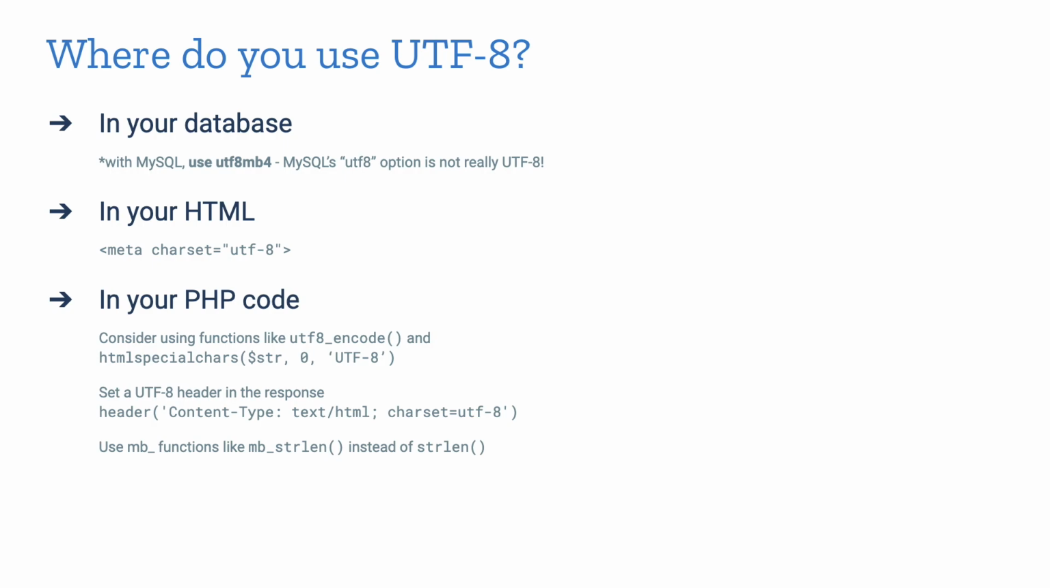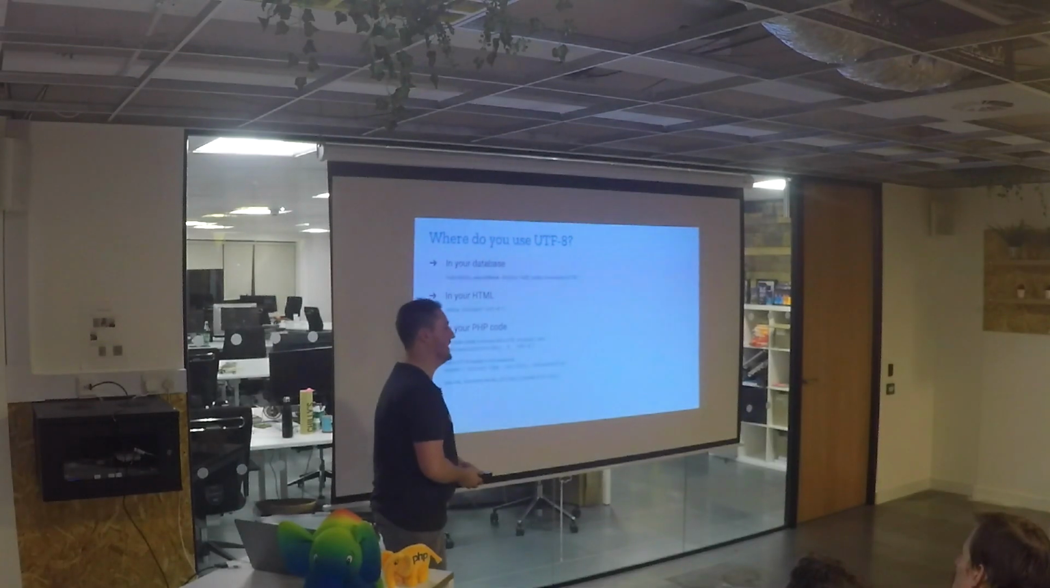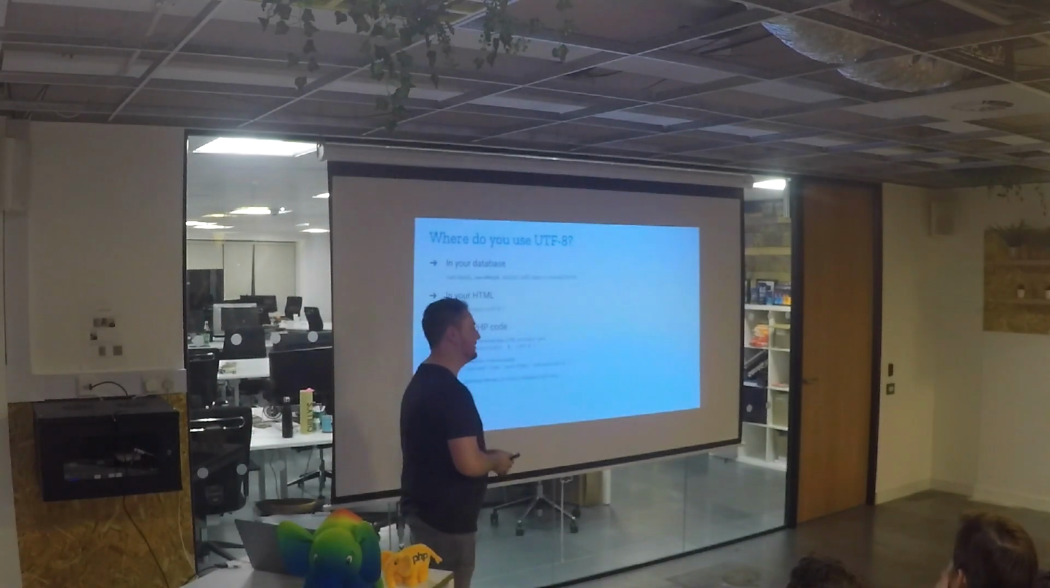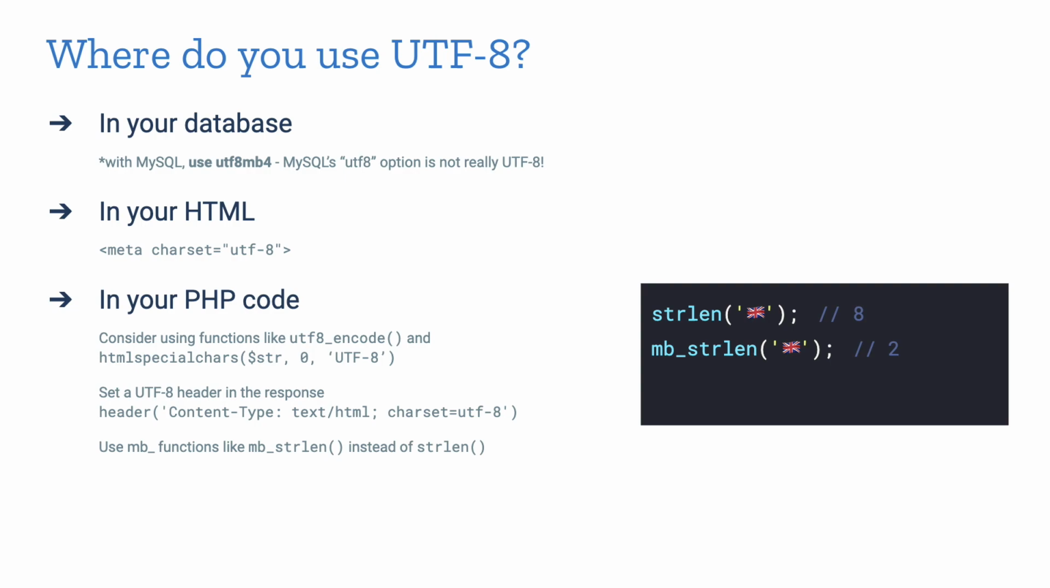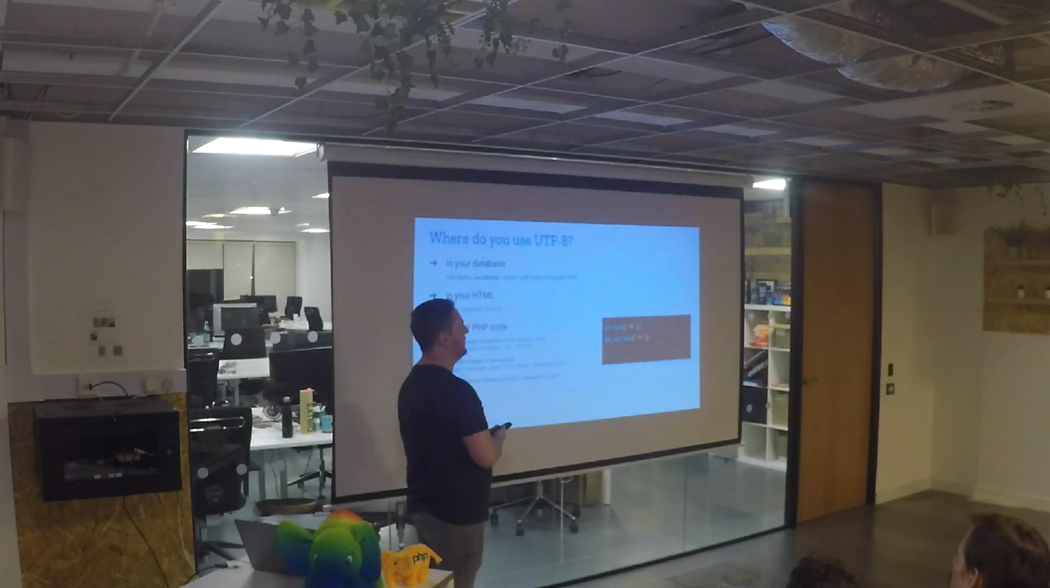And there's a lot of multi-byte functions that PHP has as well. There's, for example here, the string length function. If you try and use the string length function on an emoji flag, it'll actually count the number of bytes that are in that text, not the number of characters that are in it. But the multi-byte version will actually say the correct number.